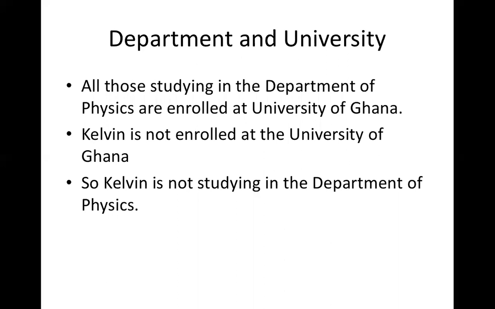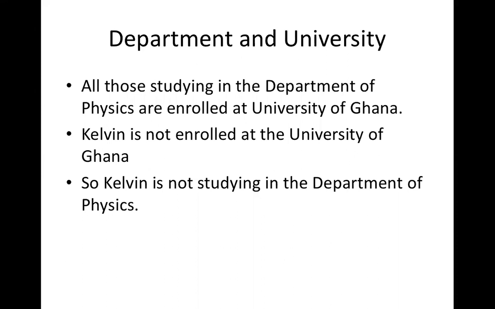So now, University of Ghana is the consequent. Look at the first premise. What is the antecedent and what is the consequent? All those studying in the Department of Physics are enrolled at University of Ghana. So those studying in the Department of Physics, that's the antecedent. And being enrolled at the University of Ghana is the consequent.